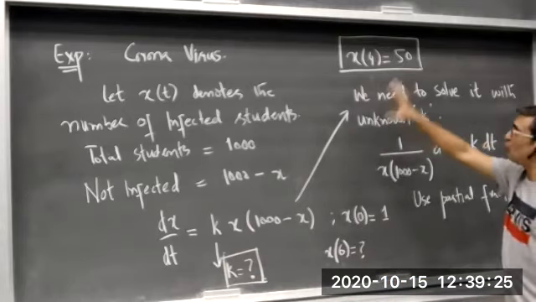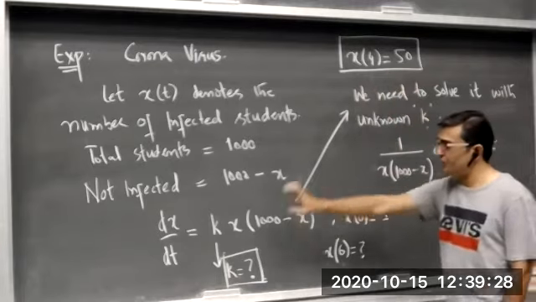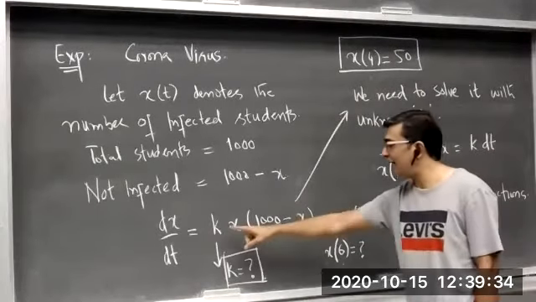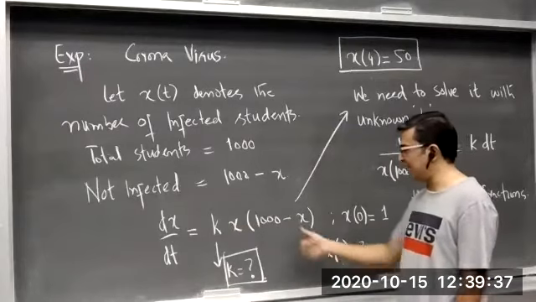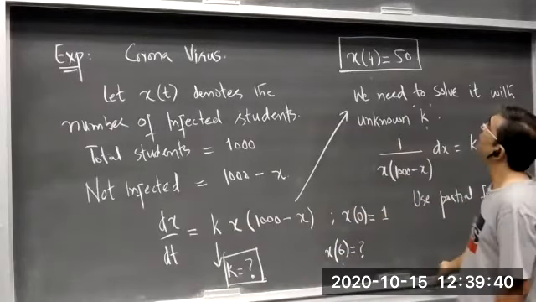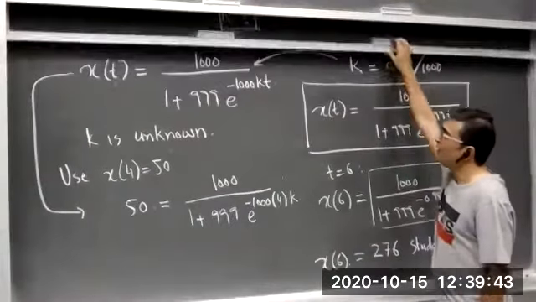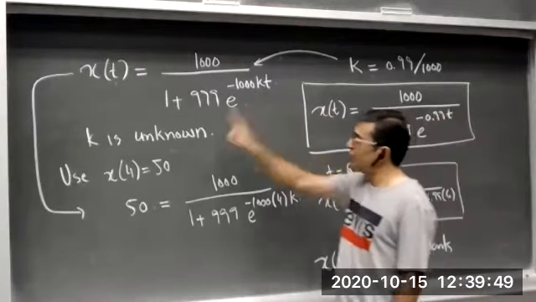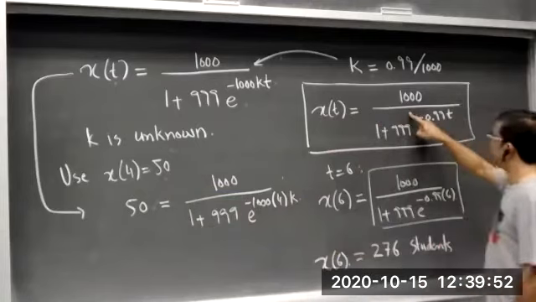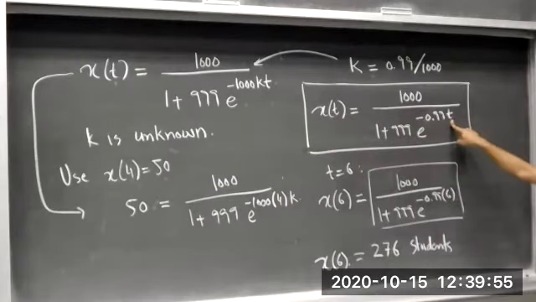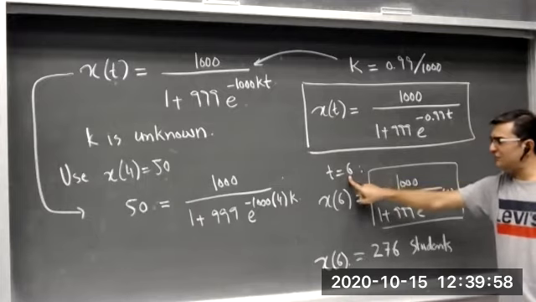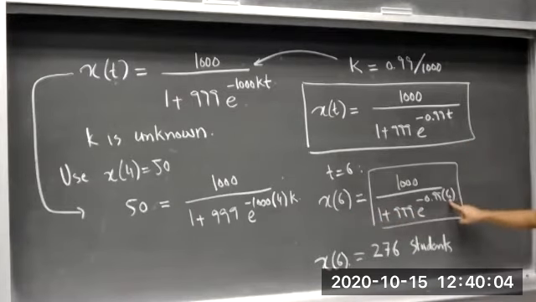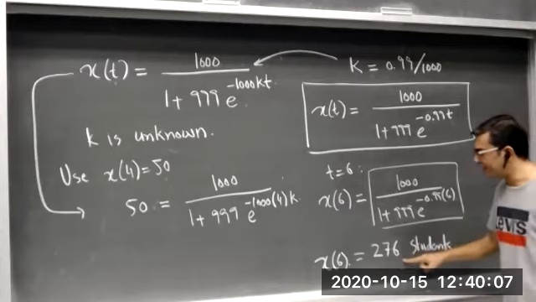So this is what we have done. We have used this condition to compute K after solving this differential equation. And when we have the value of K, we just insert t equal to 6 in the solution of this model. This is the solution of this model. Okay. After computing the value of K using this condition, we have this solution. Here we have t, which is time. So if we insert t equal to 6, x of t is the number of infected students after 6 days. So we insert 6 here and we obtain the number of infected students after 6 days.